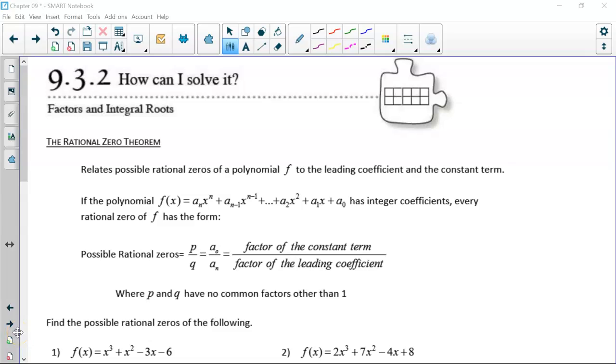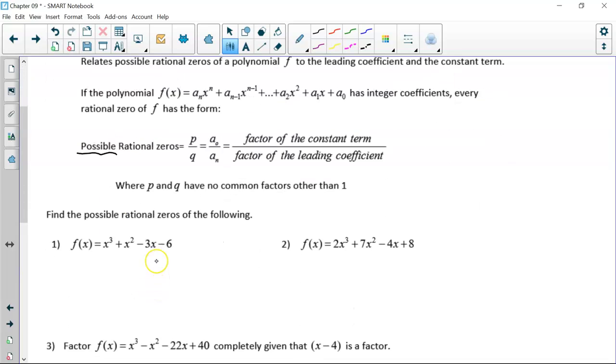Welcome to section 9.3.2. What we're going to be talking about today is solving these polynomial functions. So now what we have is what's called the rational zero theorem. And we talked a little bit about this at the end of the last section. You can find the possible rational zeros. Now these are possible. They're not the exact solutions. They're just possible solutions, or the possible zeros. And that is the factors of the constant over the factors of the leading coefficient.